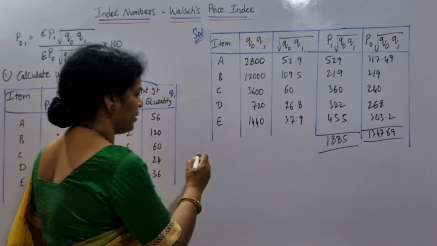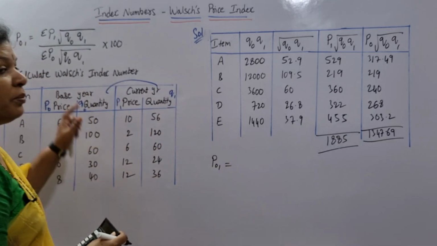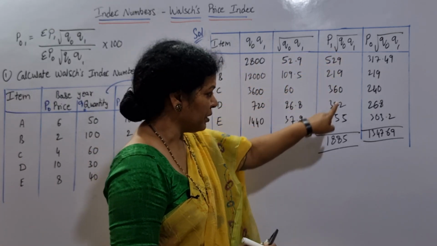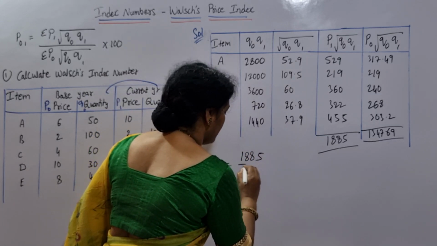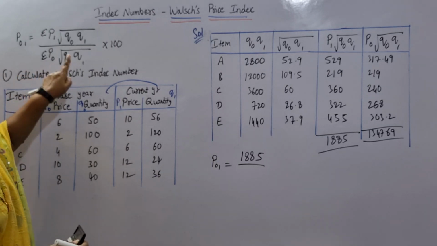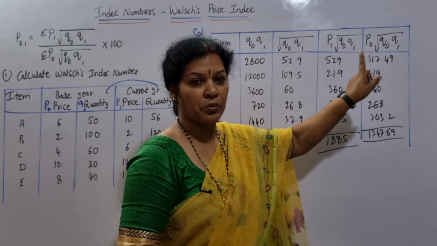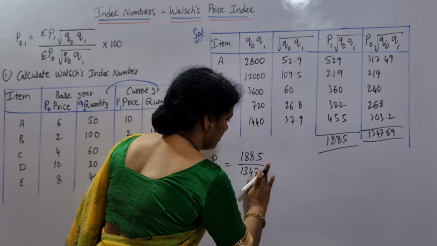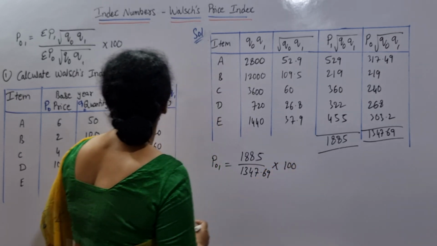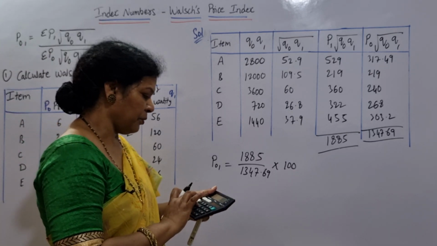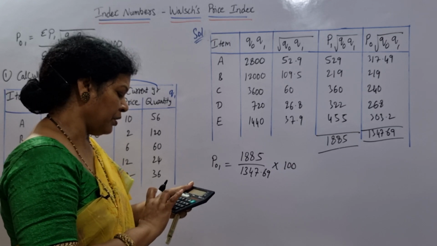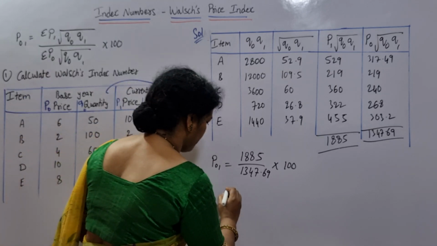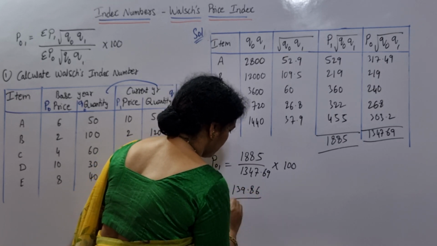The formula I have already written. I'll work out directly. P01 is equal to, what is the formula? Sigma P1 into root of Q0, Q1, this total means 1885, divided by sigma P0 into root of Q1, Q0, this total, 1347.69, into 100, right? Now we'll calculate it. 1885 into 100 divided by 1347.69. We are getting 139.86. So this is Walsch's.